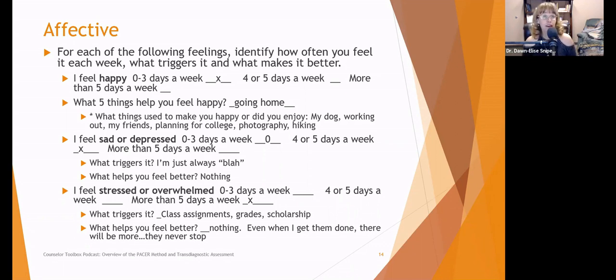Again, what helps you feel better? Nothing. She's feeling really stuck right now because she's like, this is why I'm here. I don't know what to do. She said even when she gets her assignments done, there's going to be more, and they just never stop. She gets through one assignment and gets a good grade on it. She's like, okay, I can breathe for half a second. And then the next assignment comes up and she starts freaking out about it.